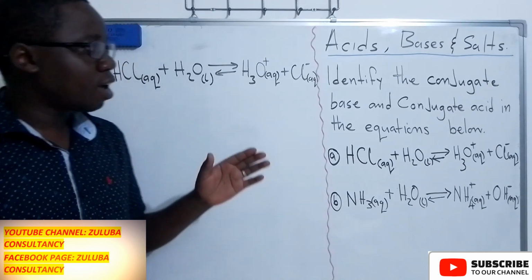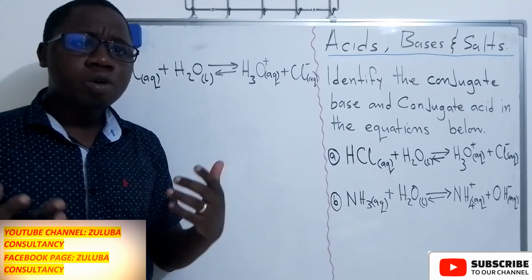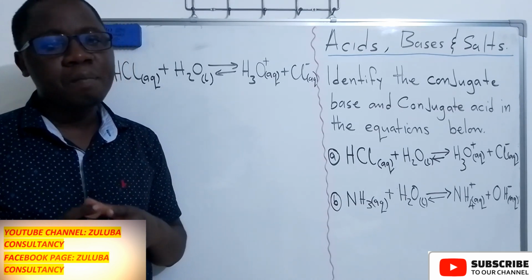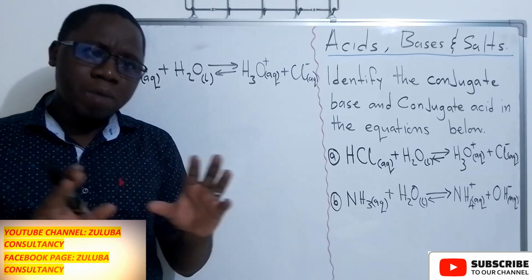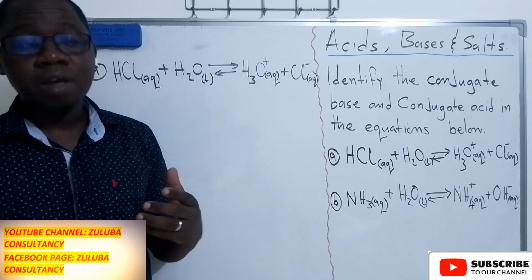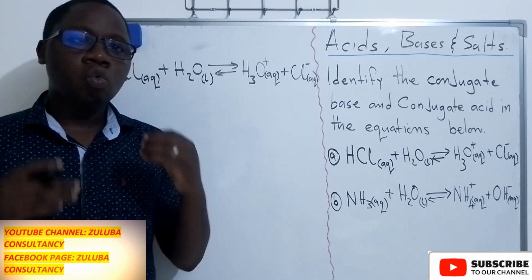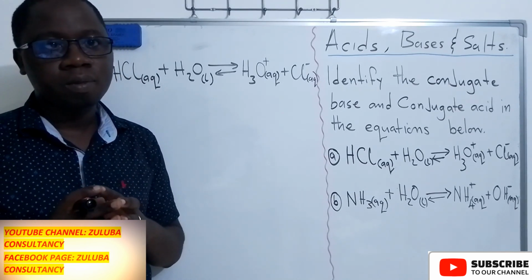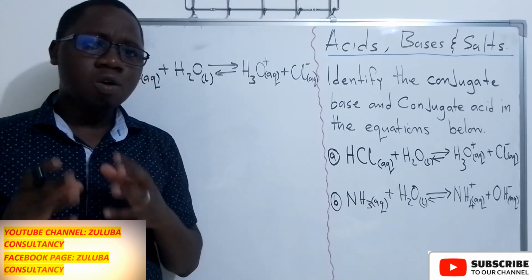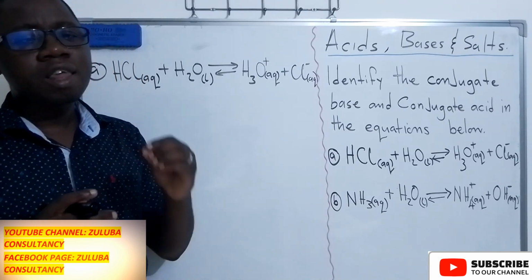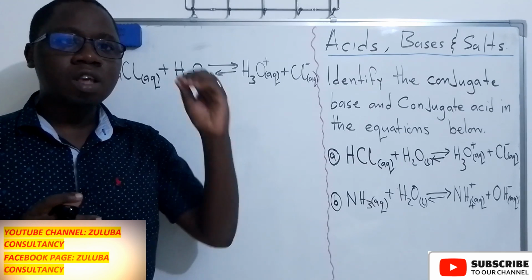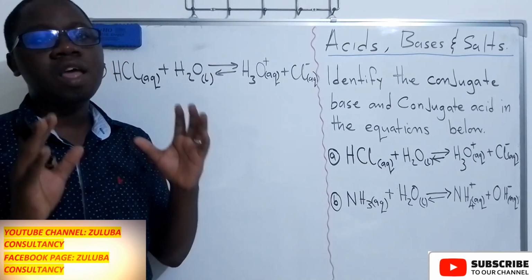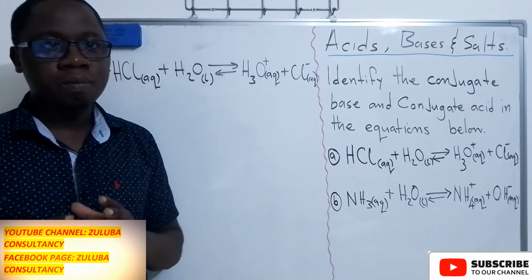For us to answer this question, we need to remind ourselves of the definition of an acid and a base. We have so many definitions of an acid and a base, but of interest, we are going to define an acid using Bronsted. The definition of an acid, according to Bronsted, is that an acid is a proton donor, while a base is a proton acceptor.